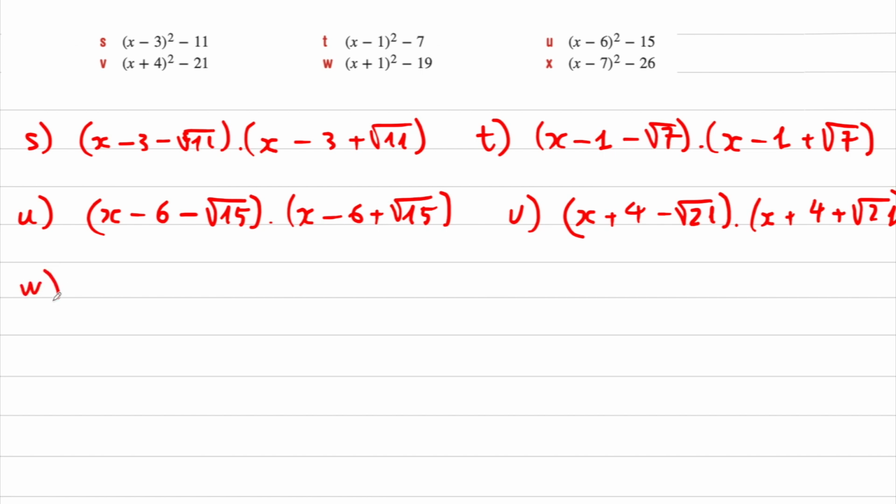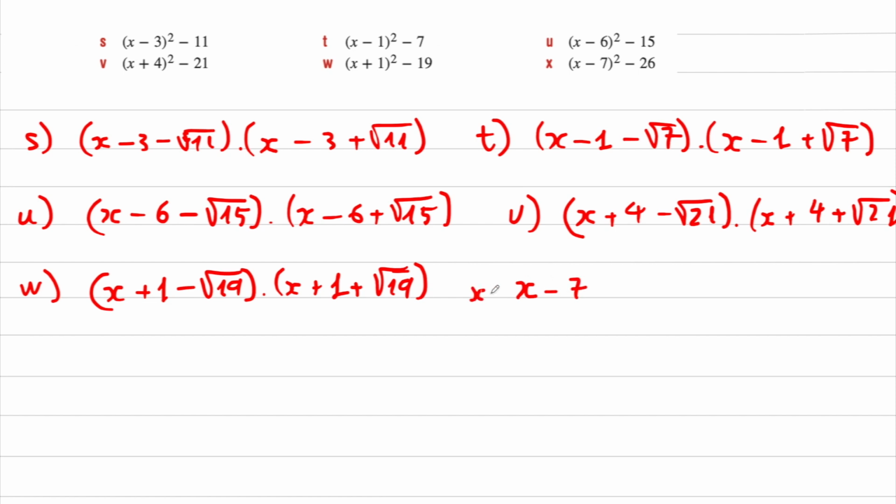The next question W, x plus 1 minus square root 19, and then x plus 1 plus square root 19. And the new one, question X, x minus 7, and then minus square root 26, multiplied with x minus 7 plus square root 26. Yeah, I think that's quite easy, right?